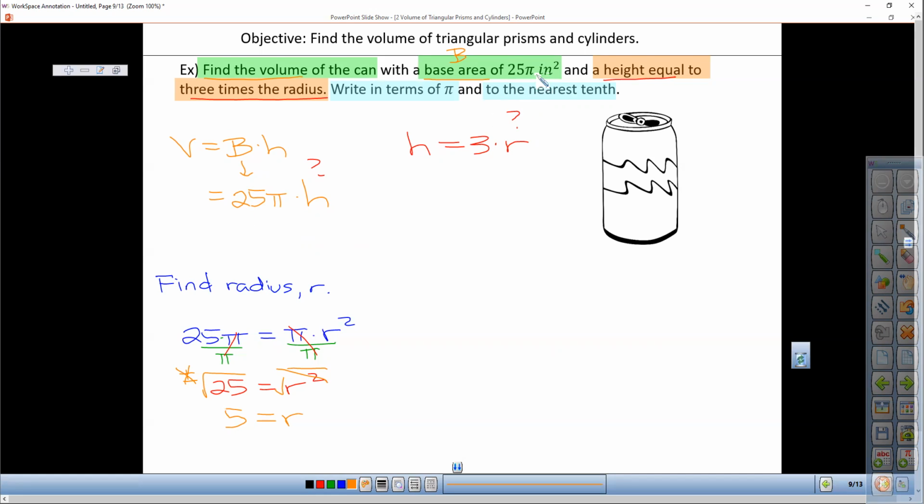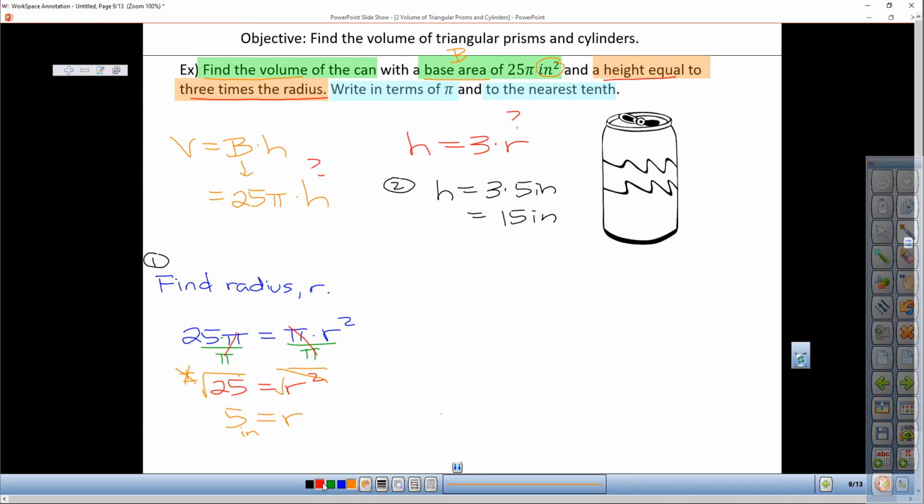And because the base area was in inches squared, and we took the square root of that, we know this is now in inches. So now what we're looking at is figuring out our height. So this is kind of the first math we do. Now the second math is we figure out that height, which is 3 times our 5 inches. So we know that our height now is 15 inches.